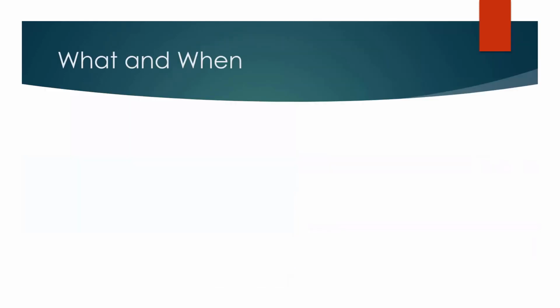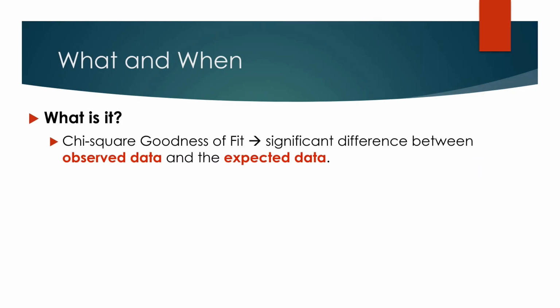So let's start with talking about the what and the when. Okay, what is it and when do you use it? So the chi-square goodness of fit test is when you want to look for a significant difference between what you observed and what you expected to find. The goodness of fit test is essentially the most bare bones basic chi-square, because that's essentially what a chi-square does, just like the test of independence. It compares observed to expected data.